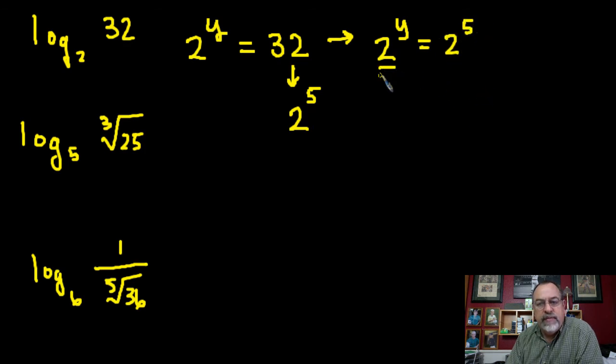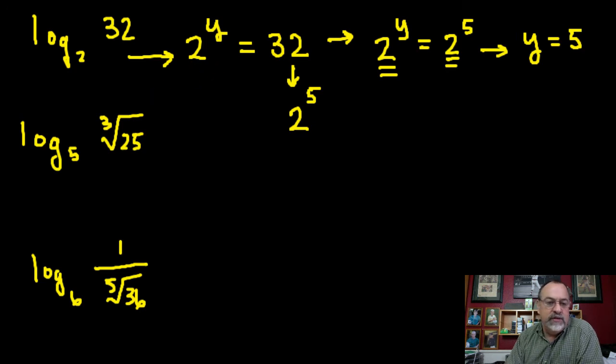Now you'll notice that my bases are equal. And as I said, if the bases are equal, then the exponents must also be equal. So we want to change it from logarithmic to exponential. We then want to change it so the bases are the same, and if the bases are equal, then the exponents are equal, so y would be 5 in this case.